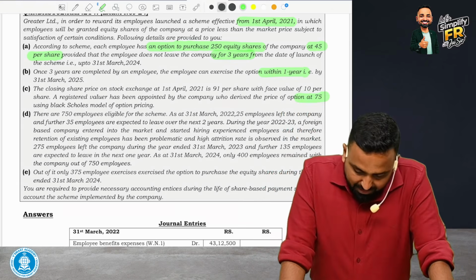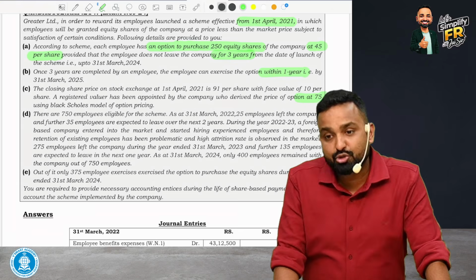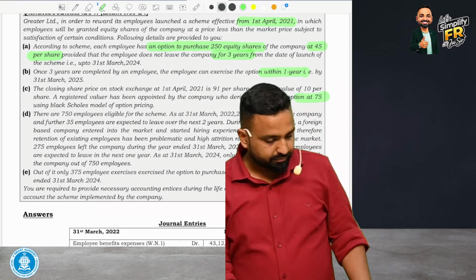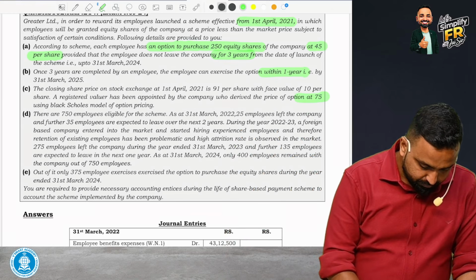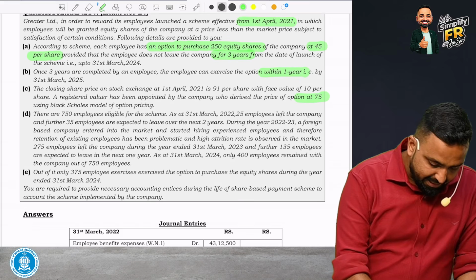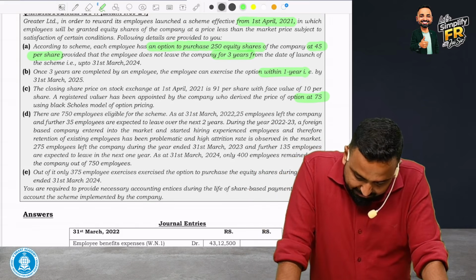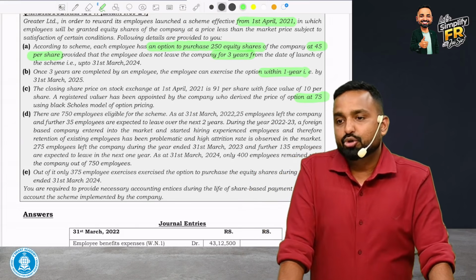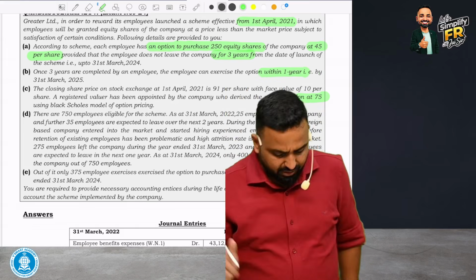25 employees left the company, and a further 35 are expected to leave over the next 2 years. 750 minus 25 minus 35 is 690. So you will book the expense as per 690. Don't calculate, don't worry. Next.